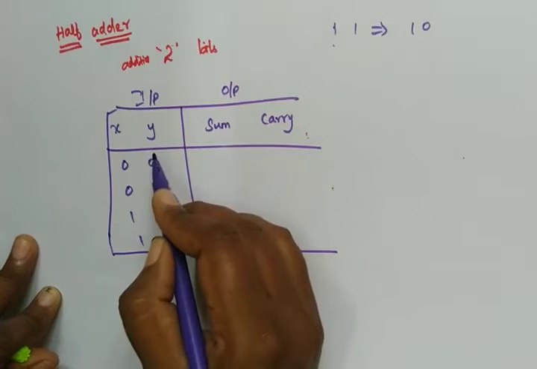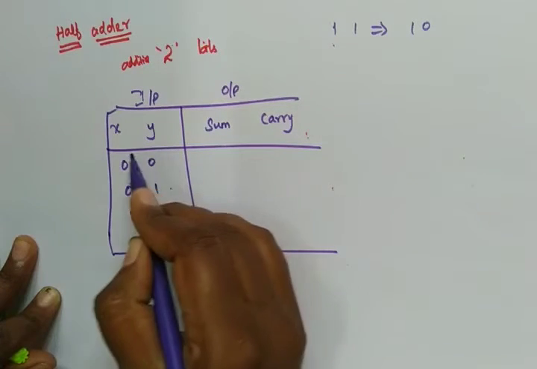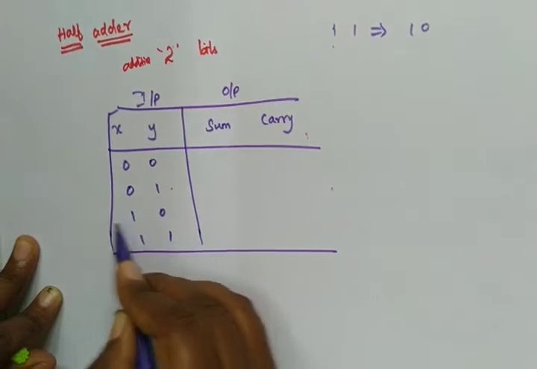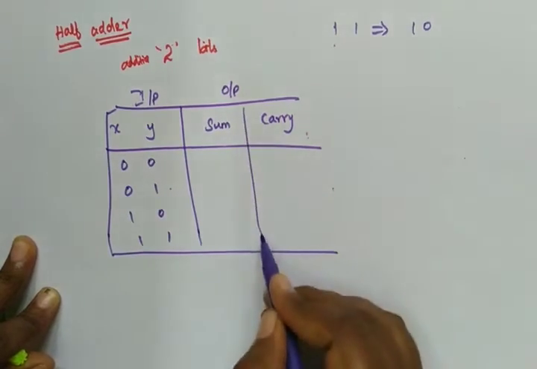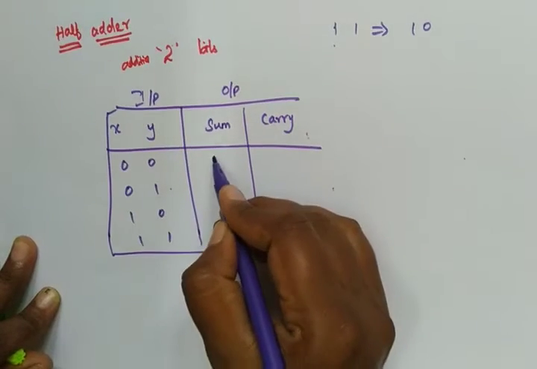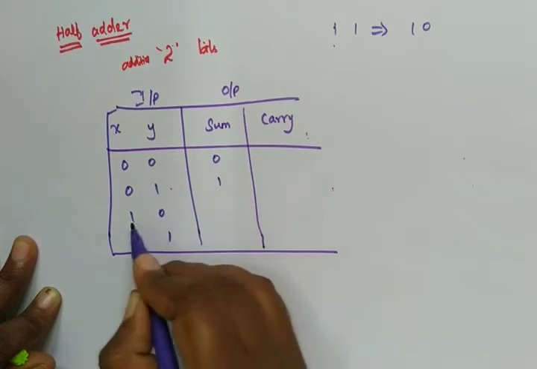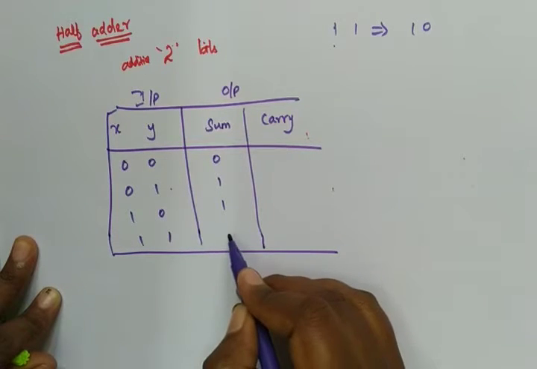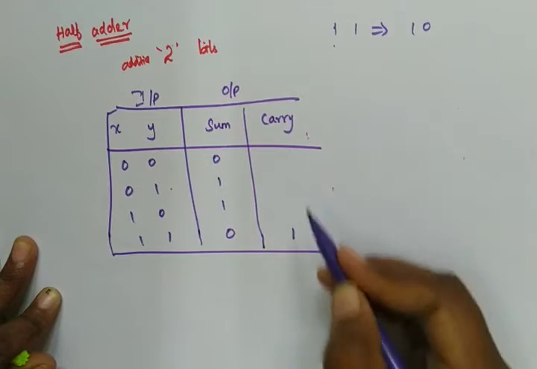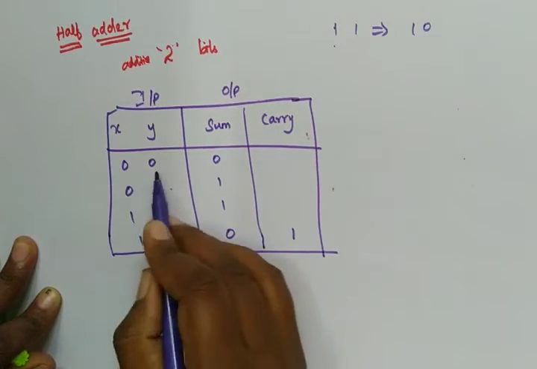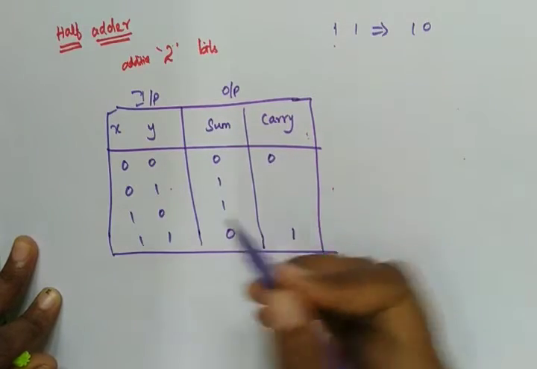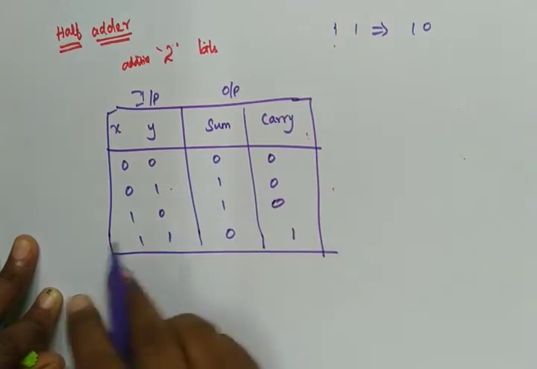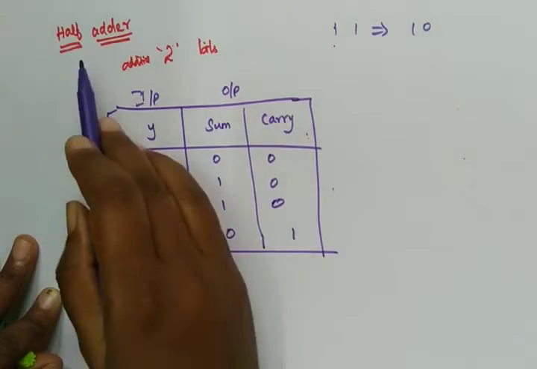We know already, because it is 1248 code. So this is 0, the decimal 1, 2, 3. Now what will be the sum here? 0 plus 0 is 0. 0 plus 1 is 1. 1 plus 0 is 1. And 1 plus 1 is 1, 0. So the sum will be 0 and the carry will be 1. If you add 0 plus 0, we don't have any carry. 0 plus 1, no carry. 1 plus 0, no carry. So this is called the truth table of the half adder.